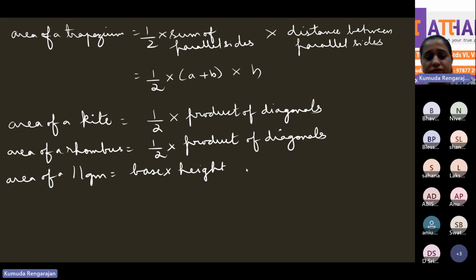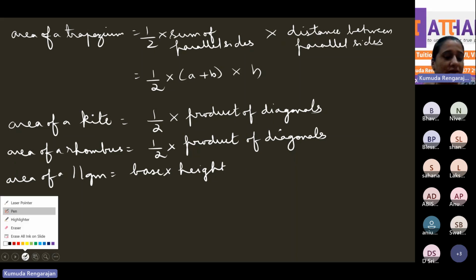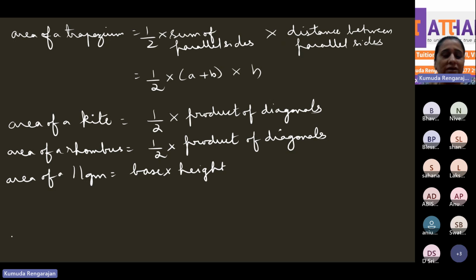For rhombus also, you can find using the formula base into height, but not in this chapter, meaning you cannot count and find the base and height here. So it will be half product of diagonals only. Otherwise, in mensuration, you can find the area of a rhombus using the formula base into height. But in this chapter, coordinate geometry, it is half product of diagonals because only that you can count. So we won't use this here.